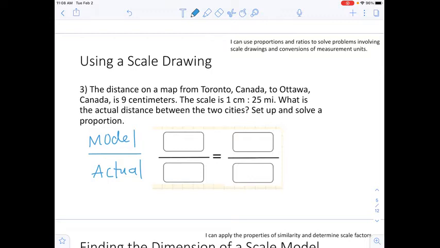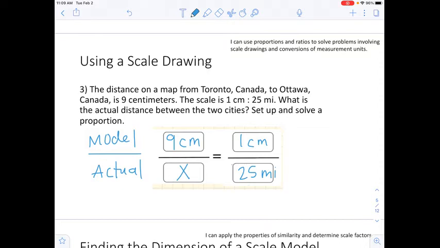So the first part says the distance on the map is 9 centimeters, so that would be the model. We're trying to find the actual distance in real life, and we know the scale is 1 centimeter over 25 miles. So when we set up a proportion, if we have centimeters over miles, on the left side it has to also be centimeters over miles. So my label is going to be miles.